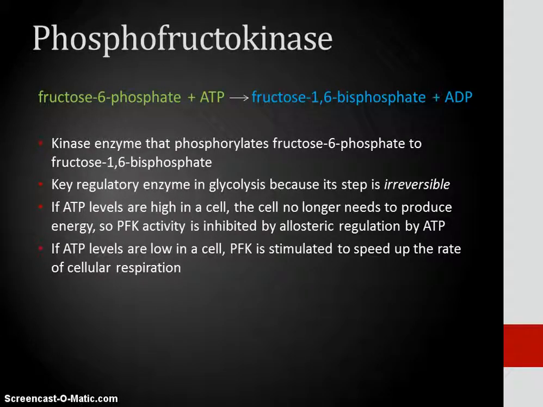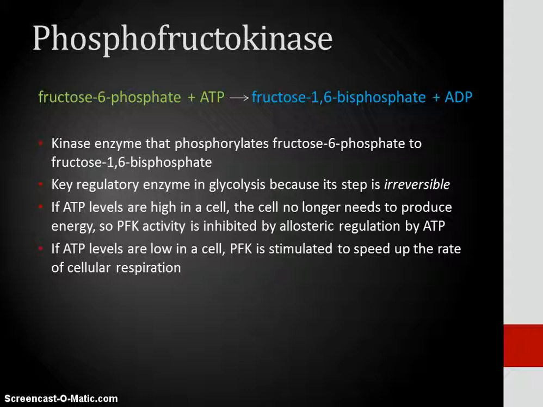This enzyme is a kinase, and it is found in glycolysis. What it does is it phosphorylates fructose 6-phosphate to fructose 1,6-bisphosphate. It is a key regulatory enzyme in glycolysis because its step is irreversible. So if ATP levels within a cell are very high, the cell no longer needs to produce energy, so phosphofructokinase, or PFK, activity is inhibited by allosteric regulation by ATP.